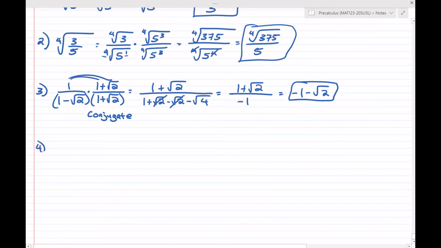Let me show you one more advanced one, and then we'll just finish with 2 other types of examples here. Sorry, this is a long lesson. There's a lot to cover in this one. Square root of 2 over the square root of 2 plus the square root of 3. Again, we'll use the conjugate of the square root of 2 minus the square root of 3.